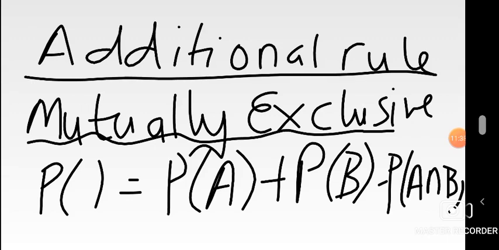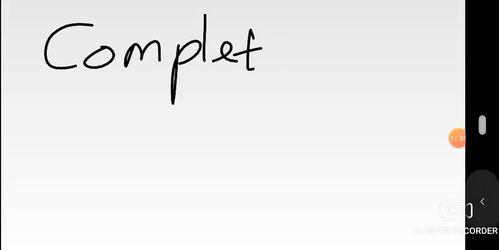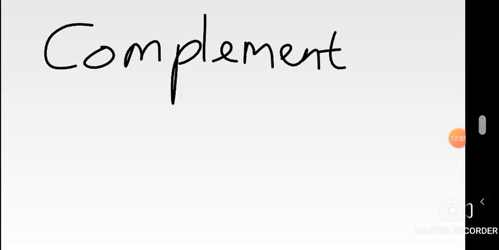Let me talk about one more rule before I go to the examples. There is what we call the complement rule. Complement rule. What does that mean? Again, some knowledge from your set theory as well. Complement. Let me spell that. Complement rule.